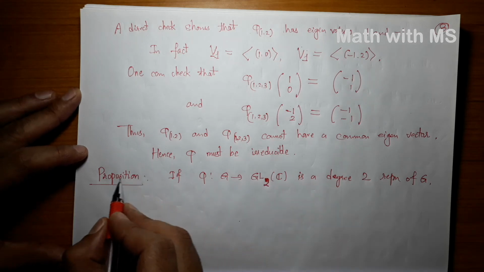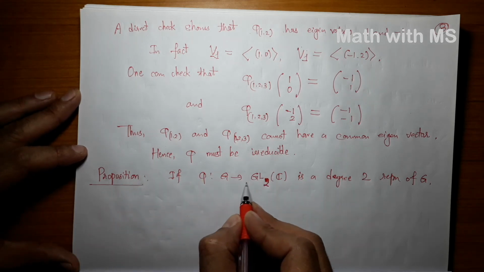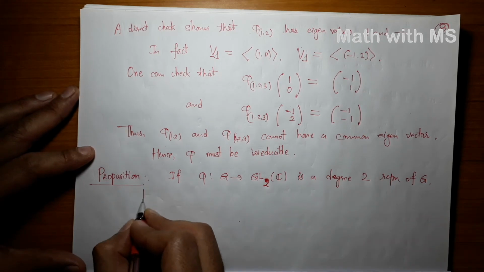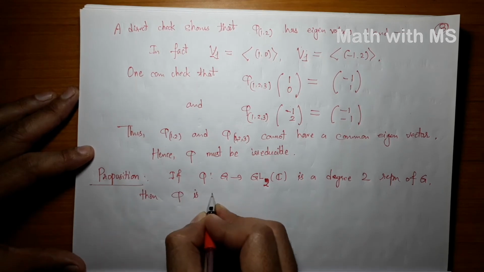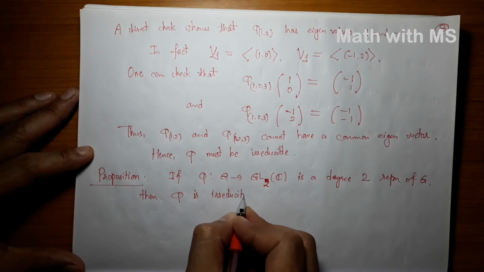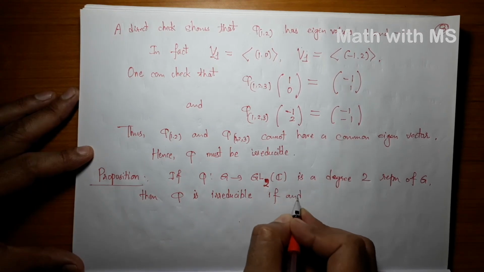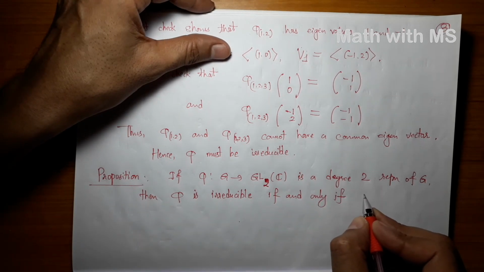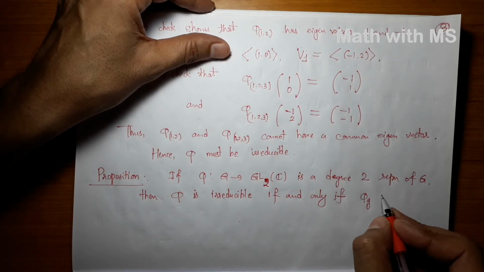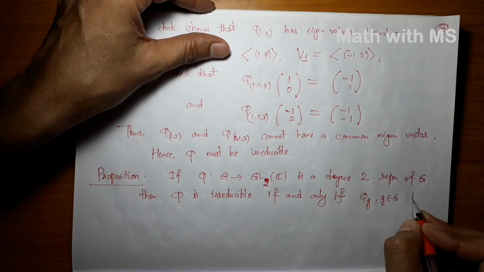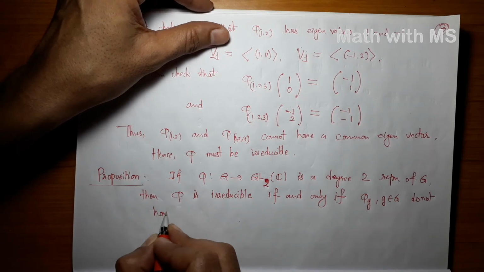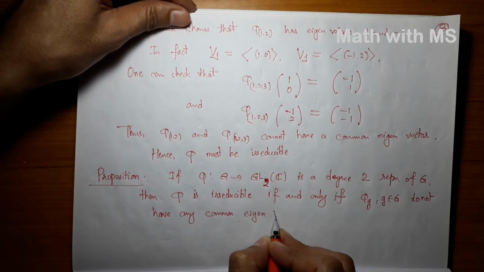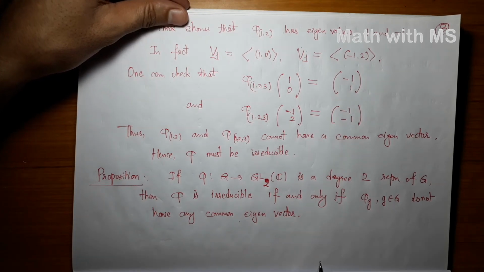So this example can be generalized, which we rephrase in this proposition. If phi from G to GL2(C) is a degree 2 representation of a given group G, then phi is irreducible if and only if phi(g), as g belongs to group G, do not have any common eigenvector. Okay, this is a very neat statement.